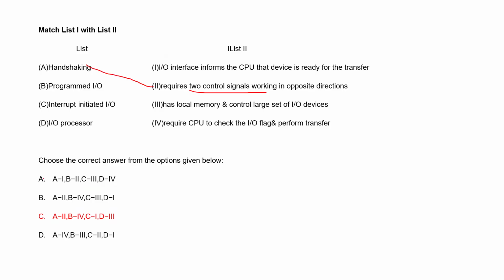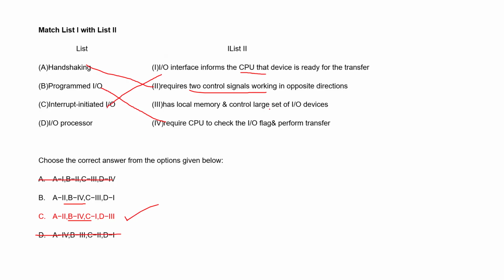So just A; the other options you can eliminate. This option we can eliminate, and this option also I can eliminate. Now B option, no need to work out at all, because there itself they have given the requirement for the CPU to check the IO flag and perform the transfer. So both are the same. Interrupted IO, I know that this is an interrupt informing the CPU that it is ready for transfer. So if I am sure C is one, then automatically this will be the answer.